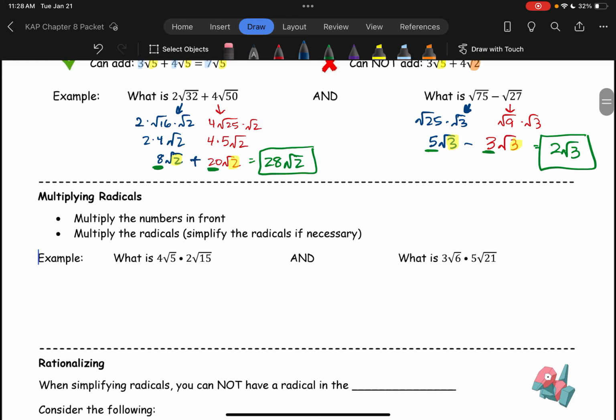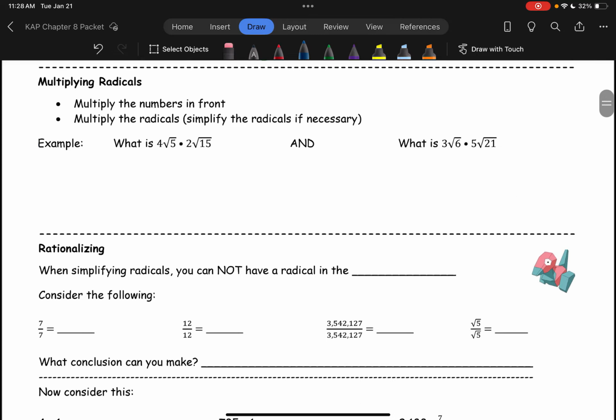And so next we'll look at multiplying radicals, right? When it comes to multiplying radicals, the way that we do this is you multiply the numbers in front, and then you multiply the radicals, okay? And you'll simplify the radicals at the end if necessary, right? So you can simplify them at the end or you can simplify them in the beginning. Truly, it's up to you, right?